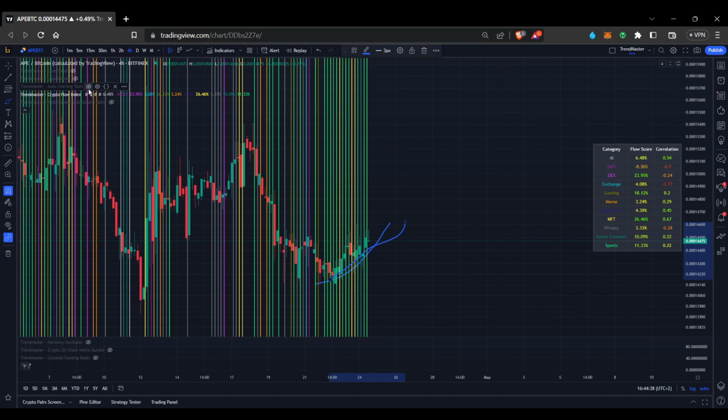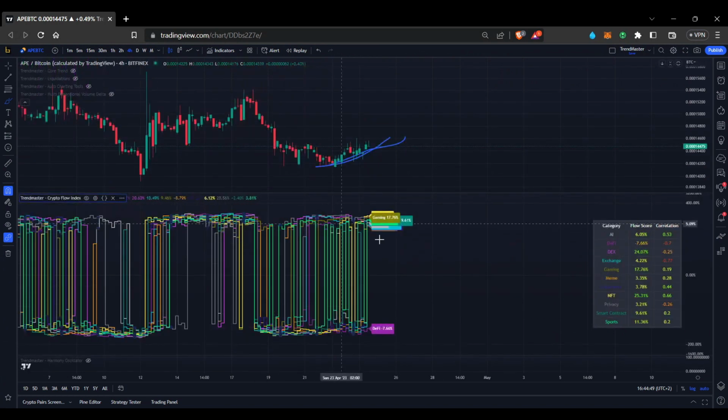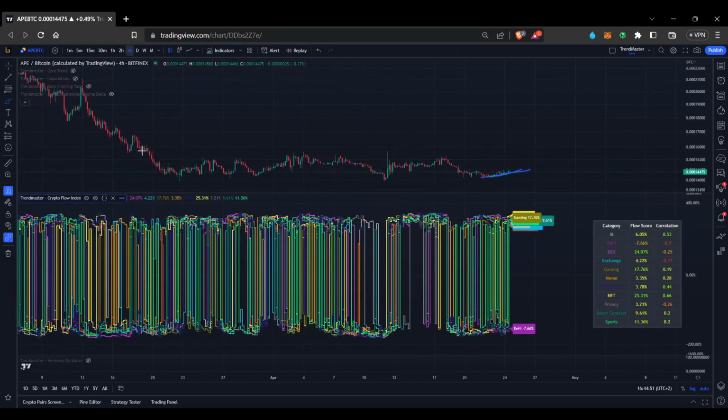The chart's gone a little bit weird there, because if you load up the flow index for the first time, it's not going to be overlaid on your chart like this. It's going to look something like this.